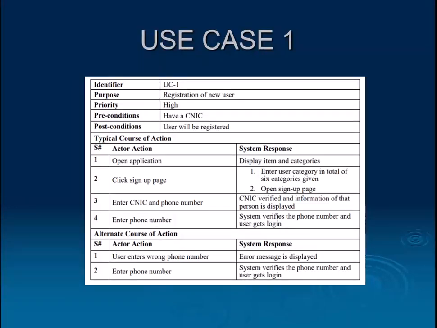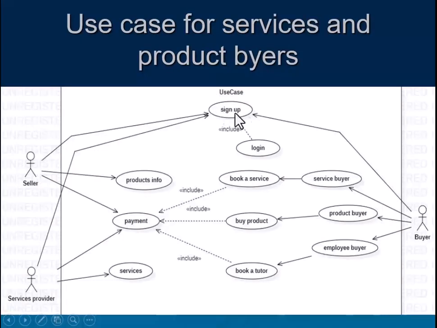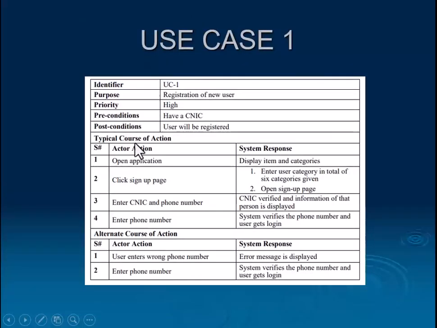So from this diagram, the first use case is the registration of a new user. This means sign up. We are talking about the sign up. So this is the purpose or name of that use case. The identifier used is UC1, use case 1, or you can use any identifier. Purpose is to register a user. Priority is high. This is not mandatory. You can avoid this priority, but it is sometimes necessary from an implementation perspective. So we keep its priority higher.